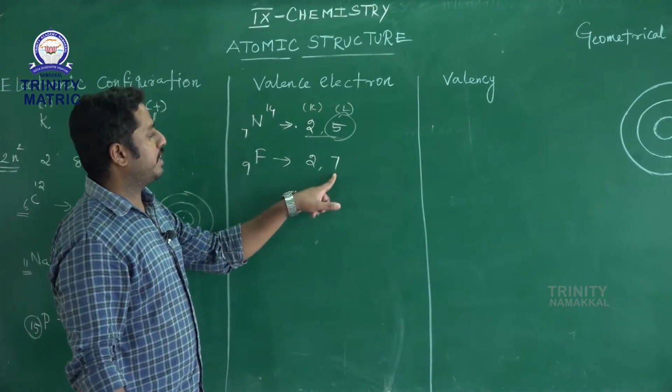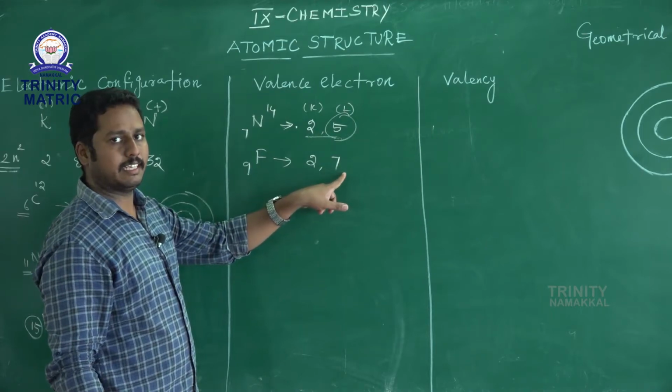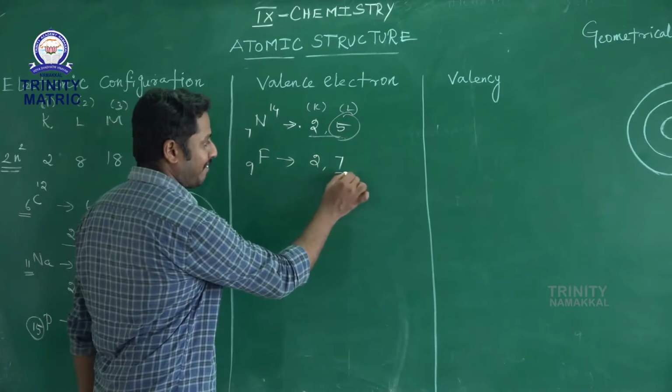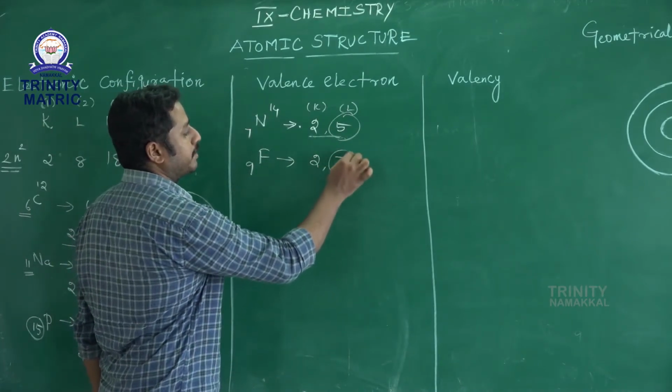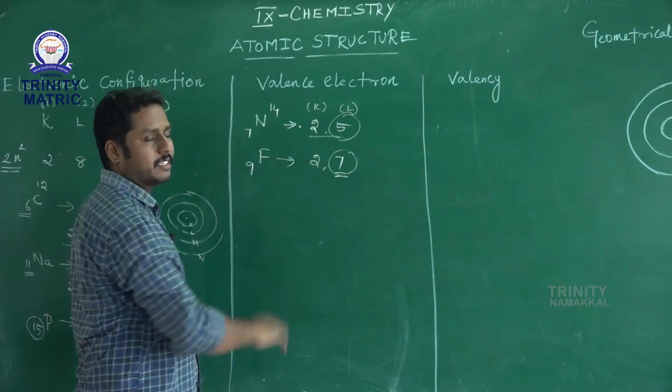So in this case also, fluorine has 2 shells. One is the K shell and the other is the L shell. The L shell is the outermost shell, which means the valence shell. So the number of electrons present in the valence shell is 7. So the valence electron for fluorine is 7.